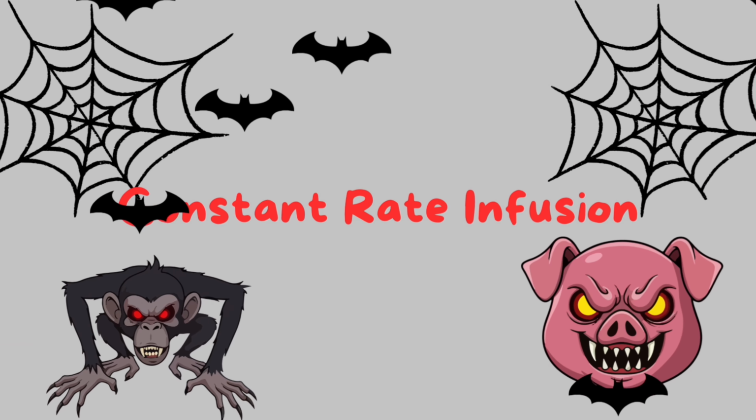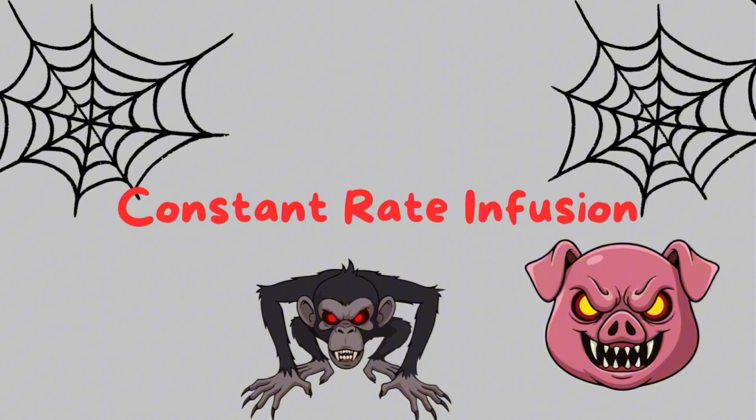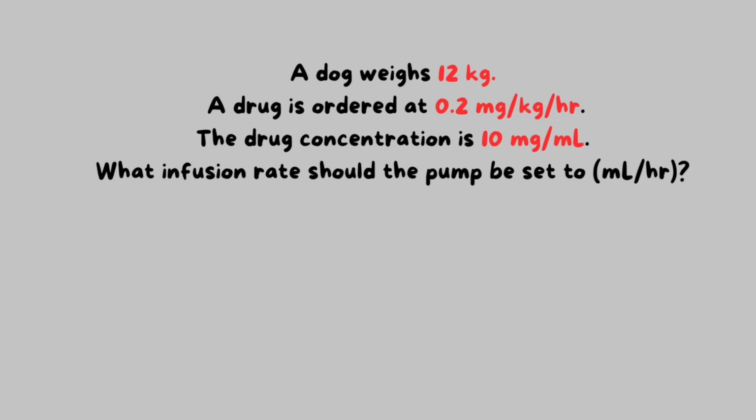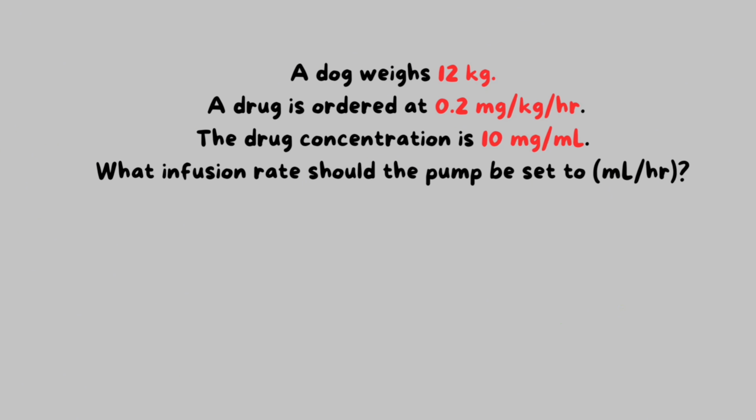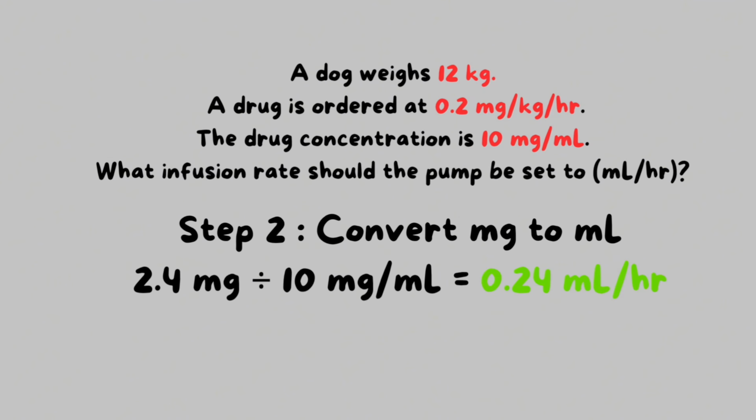Okay, now let's get into our worst nightmare. CRI questions can be scary at first, but don't worry, we're going to tame the monster. You first need to calculate how many milligrams per hour the patient needs. Then after that, you need to convert milligrams to milliliters using the drug concentration.